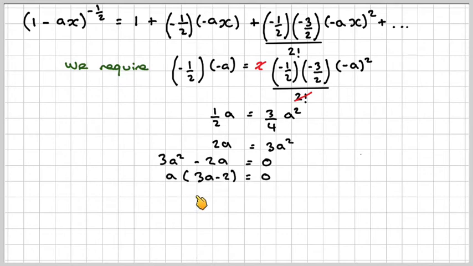Therefore 3a squared minus 2a is equal to 0. Factorise out, so we get a times (3a minus 2) is equal to 0, which gives a is 0, which is not possible because we want a non-zero constant, or a is 2/3 by putting this bracket equal to 0.